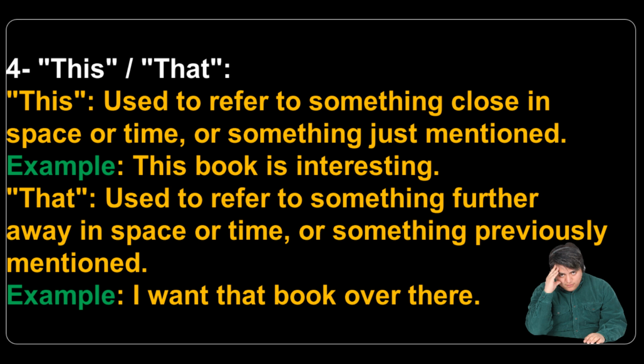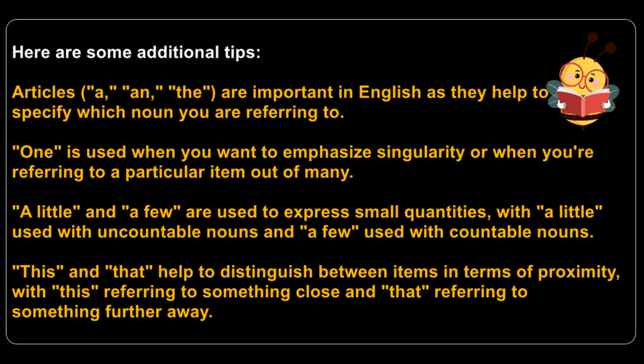Here are some additional tips. Articles a, an, the are important in English as they help to specify which noun you are referring to. One is used when you want to emphasize singularity or when you're referring to a particular item out of many.